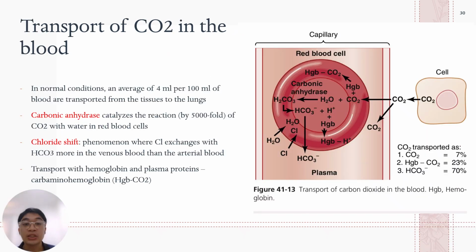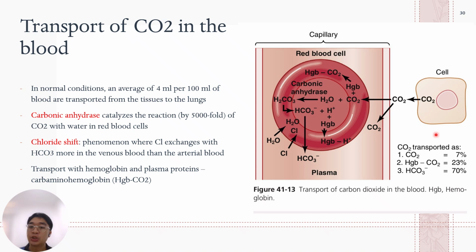Okay, so let us talk about the transport of carbon dioxide, this time in our blood. In normal conditions, an average of 4 ml per 100 ml of blood is transported from the tissues to the lungs. An important enzyme responsible for catalyzing the reaction of carbon dioxide with water by 5,000-fold in the red blood cells is the enzyme known as carbonic anhydrase.